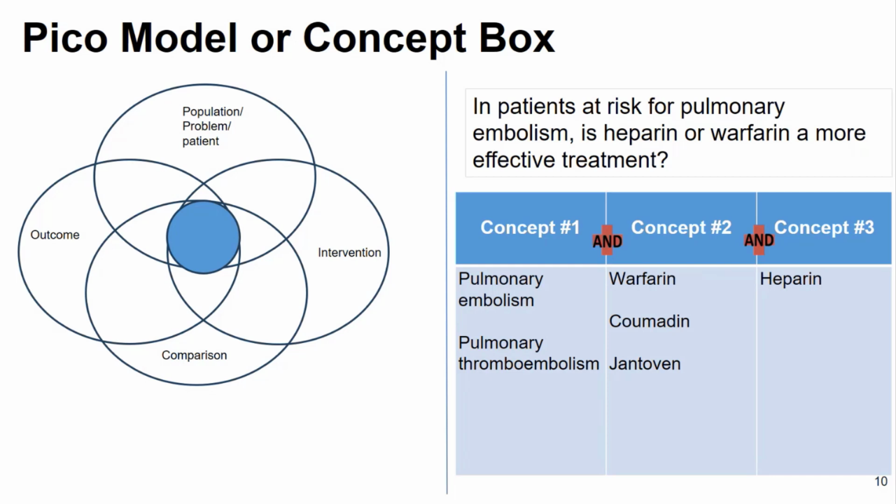So in the PICO model, you would divide out your population, problem or patient, your intervention, a comparison if there is any, and outcomes. In concept boxes, you would place each of your concepts across the top of a chart with columns, and underneath each concept, you would brainstorm synonyms.